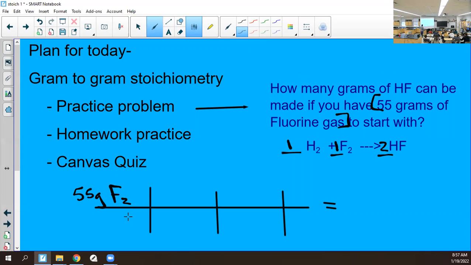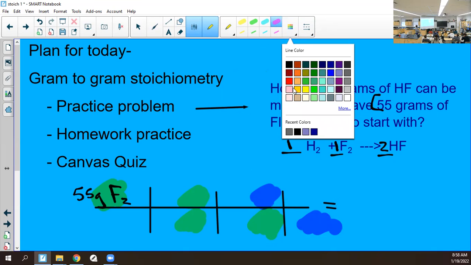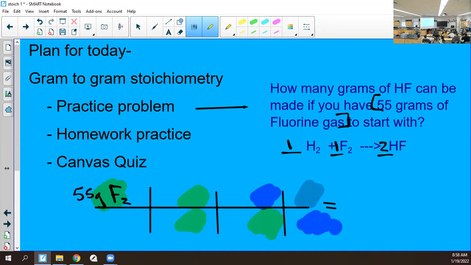But let's just together for a minute remember that whatever unit is here goes here. Whatever unit is here goes there, and that one doesn't show up. Whatever unit is here goes there. You with me? Okay. So we know the setup. So down here must be grams of F2.